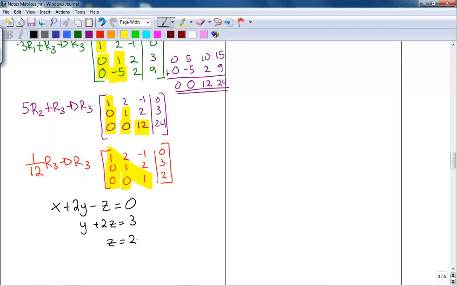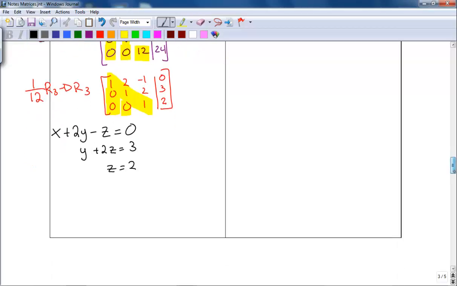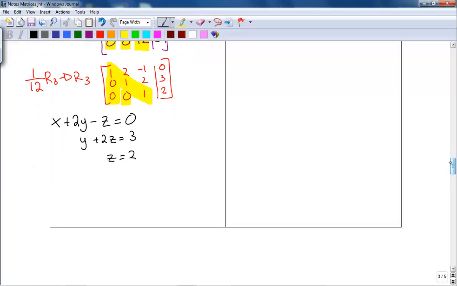Well, I now need to solve the system knowing this information. I can use substitution to solve the system. If I know what z is, I can plug that information into this equation and find y. So let's start there. So I have y plus 2, and instead of z, I'm going to write what z is. Z happens to be 2, and that's going to equal 3.